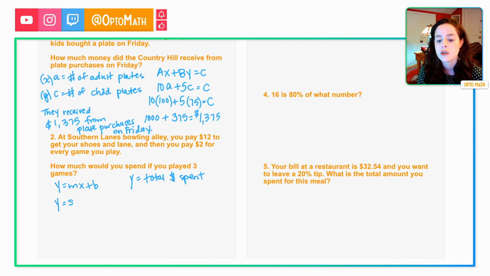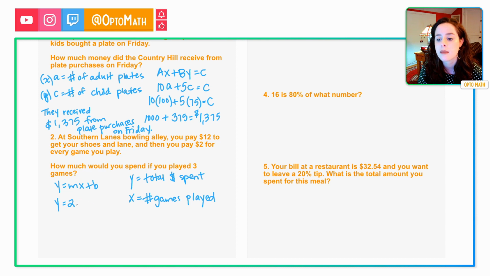So that's going to be $2. But we can also write that as just a 2, because if we're writing it in our equation, we don't want extra symbols. And X is the number of games played. You can change these variables if you wanted to. You could say X is G. But you don't have to, as long as you know what it represents.